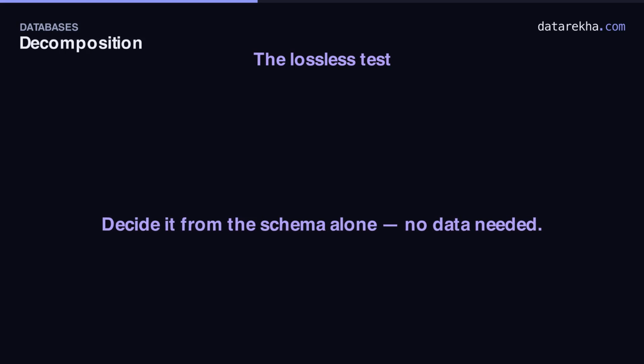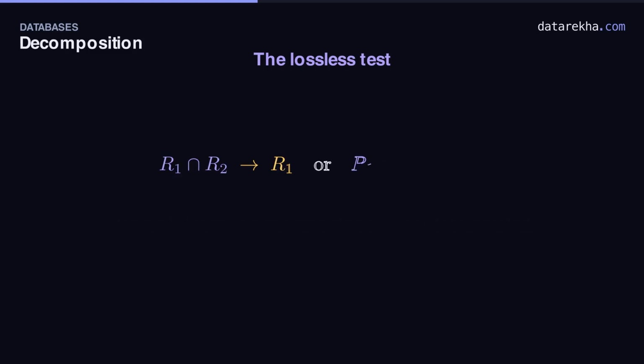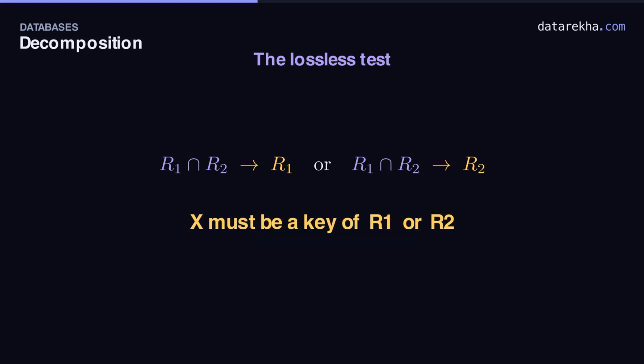Happily, there is a clean test that tells you in advance, without touching a single row of data. It works for a split into two pieces, and it hinges entirely on that shared column, the intersection. Here it is. Let X be the set of common attributes, the columns both pieces share. The decomposition is lossless if and only if X determines all of R1, or X determines all of R2. In plain words, the shared column must be a key of at least one of the two pieces.